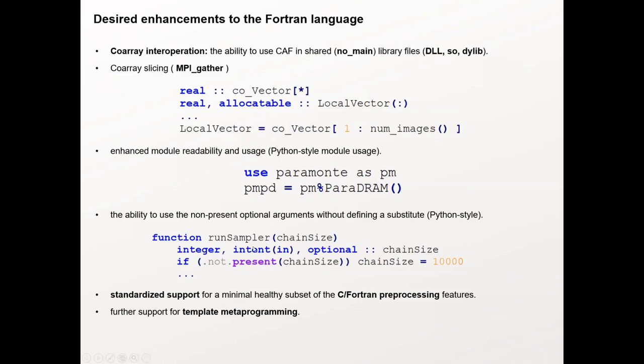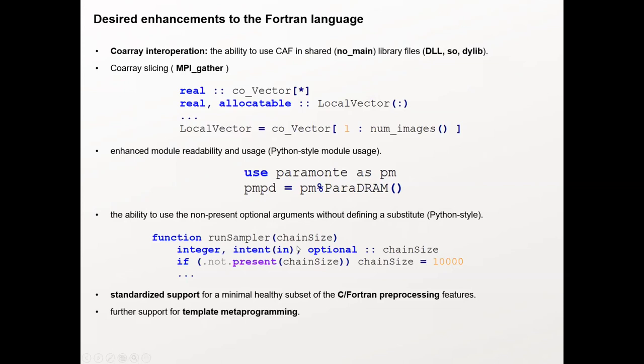And also one other feature that has been really problematic for our work was that optional arguments, if they're not available, you'll have to define an alternative for that. And if we could have something like this, that you can use the variable that doesn't exist, it would be fantastic. Again, this is like a Python environment. And then I think a standard support for a minimal healthy subset of C Fortran preprocessing would be a fantastic add. And of course, template metaprogramming is essential.